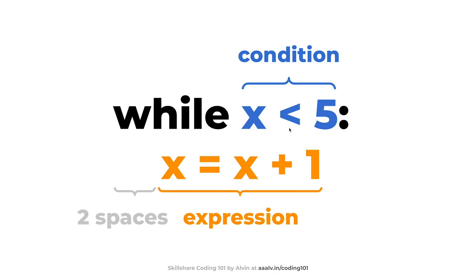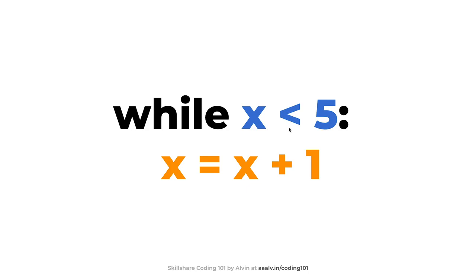We can change the condition in blue to anything we want, and we can also change the expression in orange however we want. In sum, while x is less than 5, increment x by 1. Say x was previously 0. After running this code, what would the value of x be?